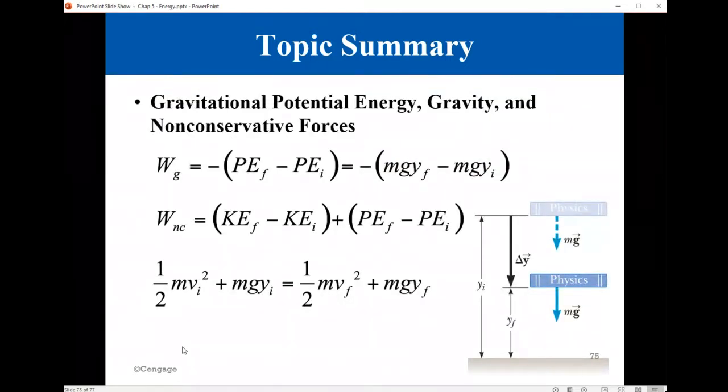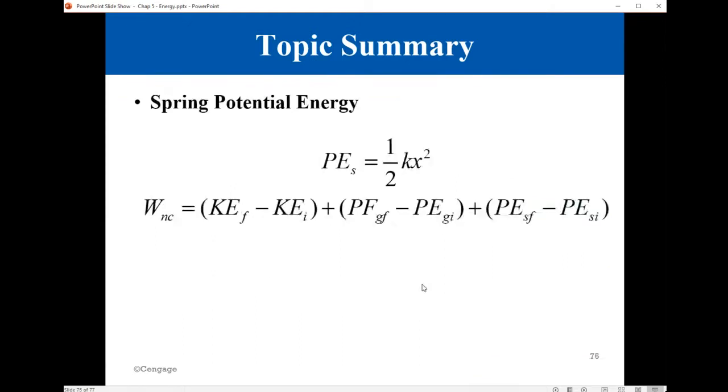Then we talked about the gravitational potential energy and conservative and non-conservative fields and forces, and derived the energy conservation principle for those kinds of systems. So the total energy, kinetic plus potential, initially equals the total energy, kinetic plus potential, in the final position. This allows us to solve problems, a very powerful tool.